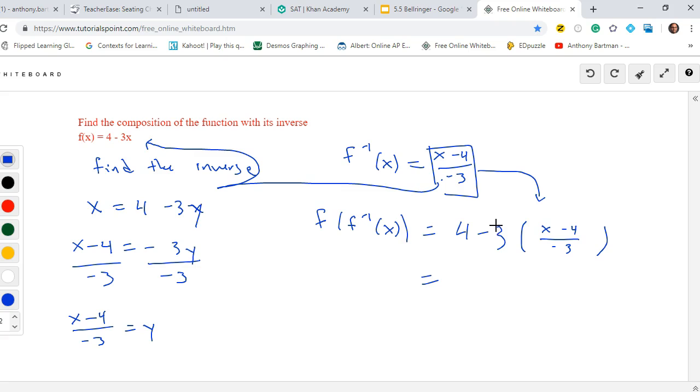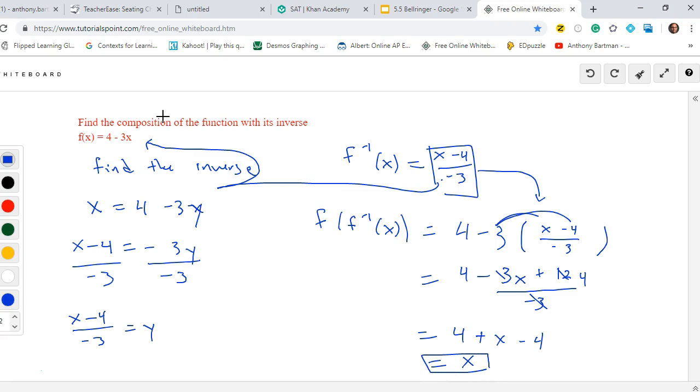Okay, so I can distribute this negative 3 in, and I get 4 minus negative 3 times x is negative 3x, and negative 3 times negative 4 is positive 12, and I have to divide this all by negative 3 still. So the negative 3 and the negative 3 cancel out. This is just 4, and I'm left with 4 minus negative divided by negative, which is going to be a positive x, and then 4 divided by negative 3 is going to be negative 4. So I end up with this thing just equaling x. So when I take the composition of the function with its inverse, we're left with just x. That's it.